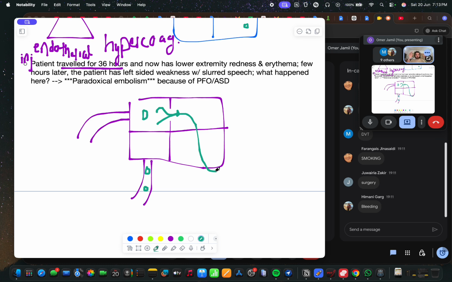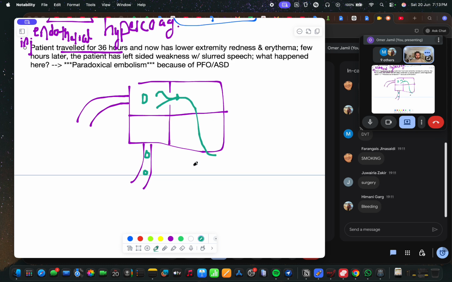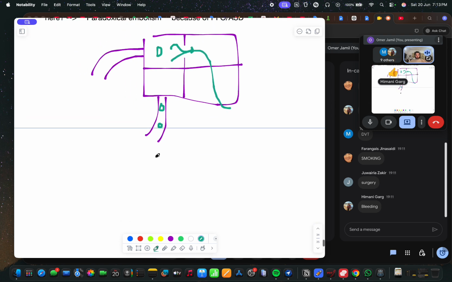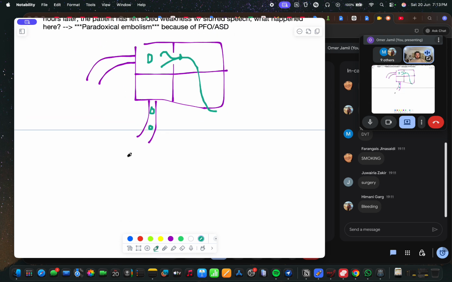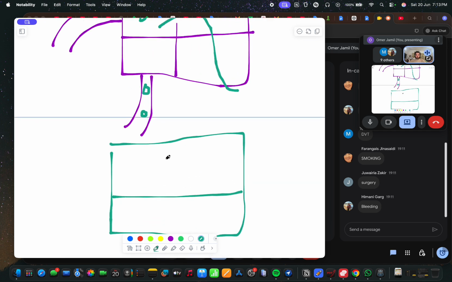Is this clear? Okay, so I'm not going to just stop there. I'm going to tell you what actually is a patent foramen ovale or ASD, because these are silly questions they love asking on USMLE, and I'm not a fan of those either. So let's make it like this. You need to know fundamentally how the atrial septum is formed. Before just saying ASD, you need to know how it forms.